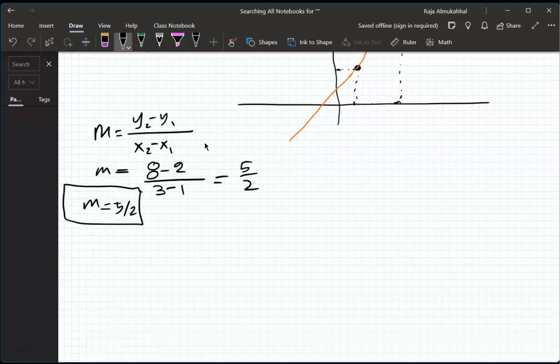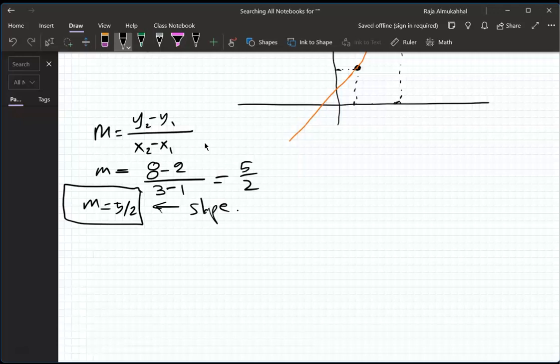And by the way, in physics, when you're doing calculations like that, you will rarely get pretty numbers. You always get fractions and decimals and so on. You're rarely going to get really nice, pretty numbers like in your algebra class. So anyway, the slope is equal to 5/2.